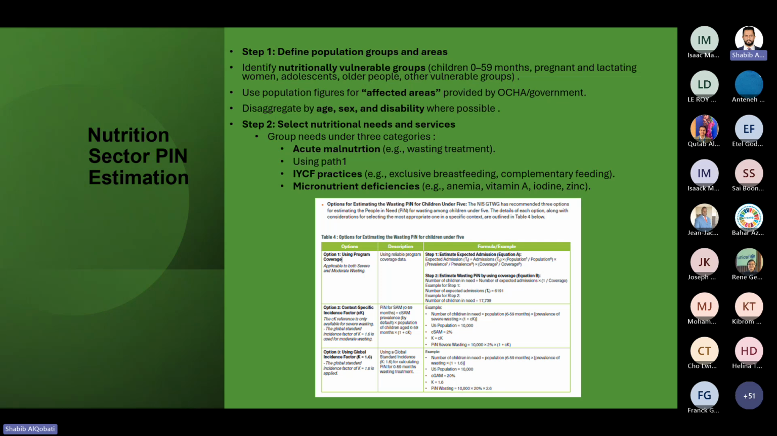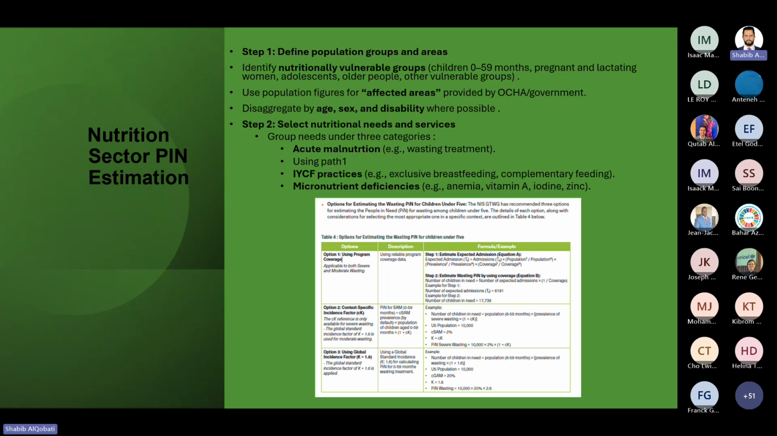The second step is that we will select our nutritional needs and services. As mentioned by Antina, we have different packages, but for example, the tool will support you to calculate acute malnutrition, IYCF practice, and micronutrient deficiency. So for example, for acute malnutrition, it is up to you how you select and how you will come up with the people in need. In the table below, you can see 3 options. The first one is by coverage. If we have last year's admission data, we can predict for next year using the coverage from last year.